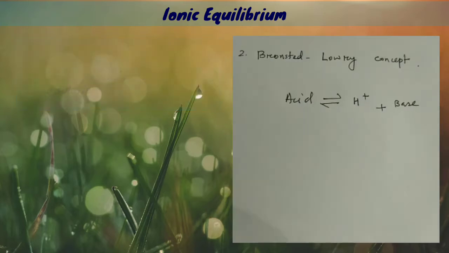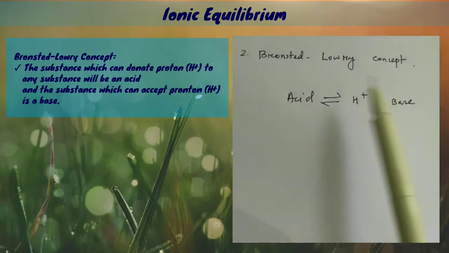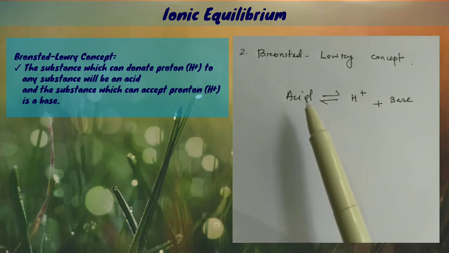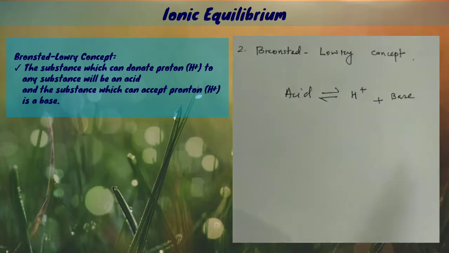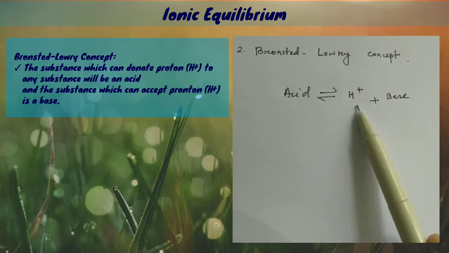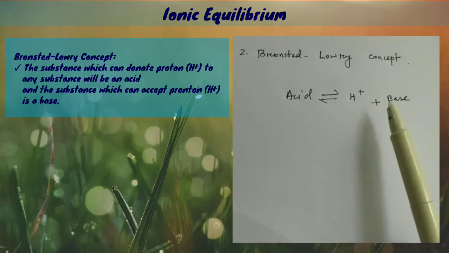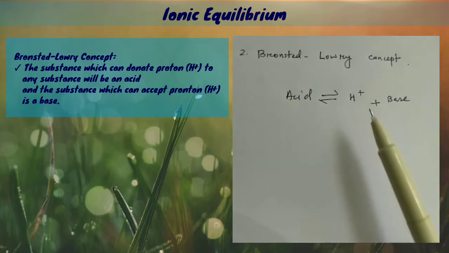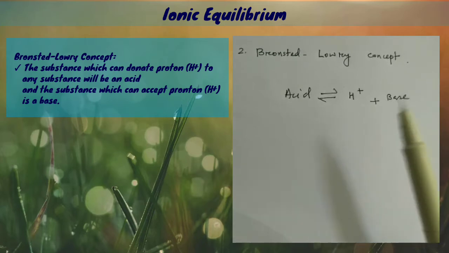Now coming to the second concept, which is given by Bronsted and Lowry, and they actually generalized the concept. This is a more general definition of acids and bases. According to them, an acid is a substance which can donate a proton to any other substance, and a base is a substance which can accept that proton from any other substance. But according to Arrhenius, it was what? An acid is a substance which can donate a proton only in aqueous medium.